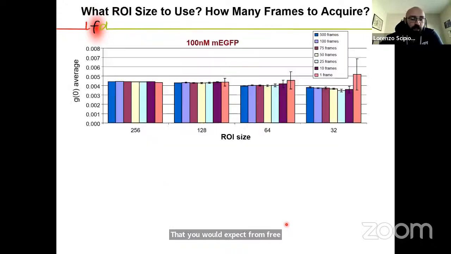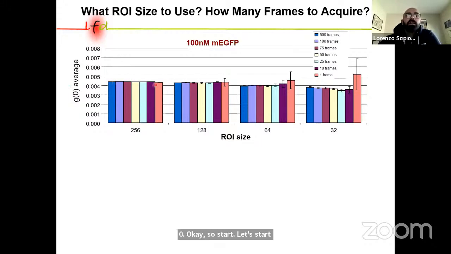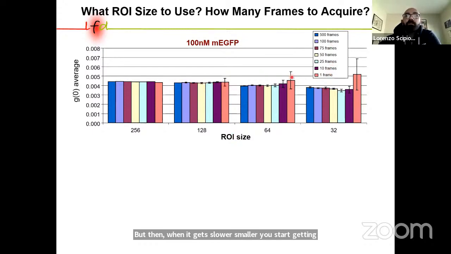But this is an imaging technique, so there are more parameters than in FCS that we have to take into account. For instance, what is the size of the region that we use for computing RICS, right? We can use the entire image, 256 by 256, and we have very little error in computing the G0. Let's start from the G0. As you can see, you can go down to one frame and have basically zero error. But when the region gets smaller, you start getting some error in the lower frames you take.